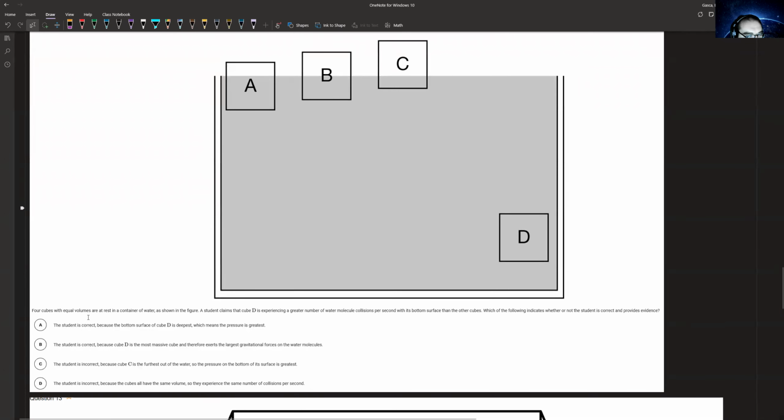Four cubes with equal volumes are at rest in a container of water as shown in the figure. The student claims that cube D is experiencing a greater number of water molecule collisions per second with its bottom surface than the other cubes. Which of the following indicates whether or not the student is correct and provides evidence for this? So while you guys are answering that one, let me go ahead and get bailed out by the College Board.